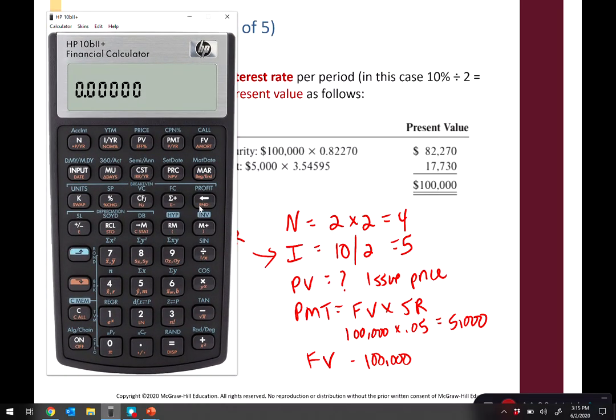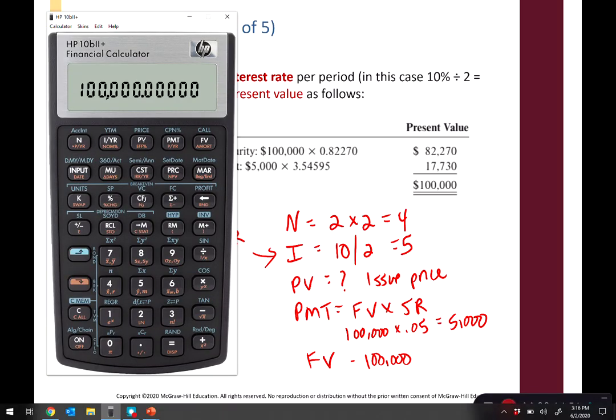Let's get the HP10B out, clear it out, move it over here so we can see my variables. 4 is my N, 5 is my I, 5,000 is my PMT, which technically I should make negative because if I'm doing this from the business's perspective, they're paying out that interest. And then the 100,000 face value they pay back at the end is also negative because, again, it's a cash outflow. Then what I do is I hit the PV button and look, it's a positive 100,000.